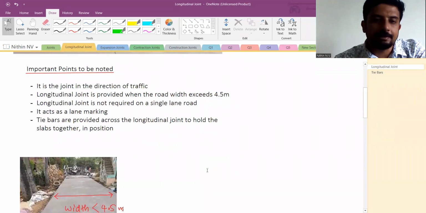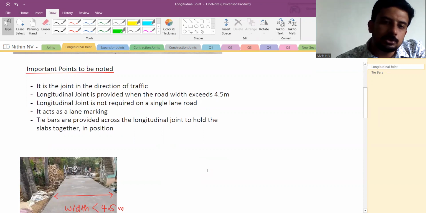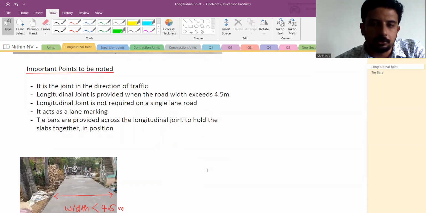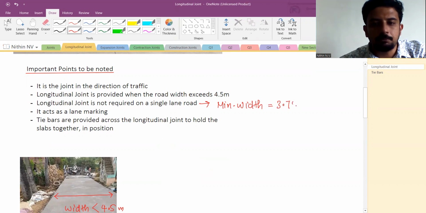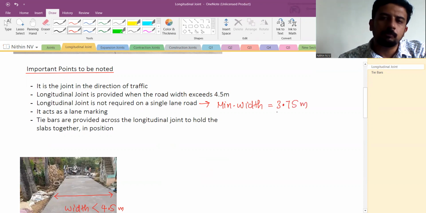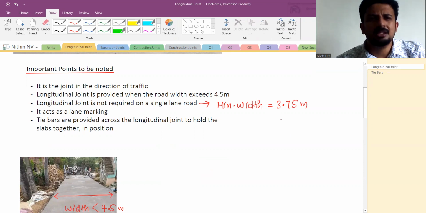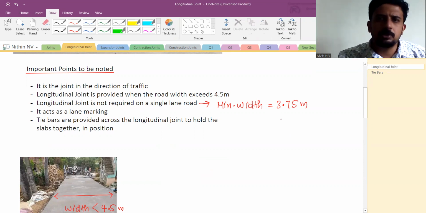That's what I have written as the third statement also. The longitudinal joint is not required on a single lane road. Why? Single lane road means the minimum width will be how much? The minimum width of a single lane road is 3.75 meter. Means the width of the road can be 3.75, 3.8, 3.9, 4, anything. Above 4.5 meter, it may not be coming, right? That much width we are not going to provide for a single lane.